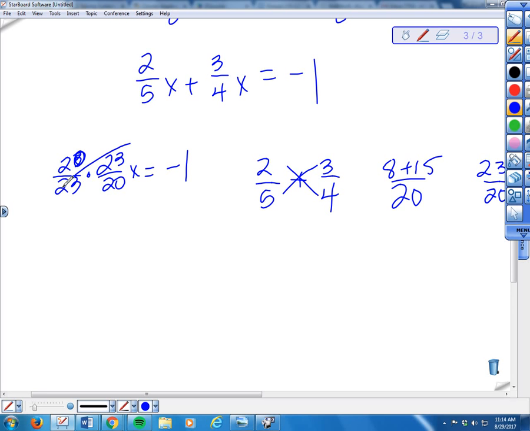So don't divide it by 23 over 20. Multiply by its inverse. Multiply by the reciprocal. Just flip it and multiply. Okay? So x is equal to a messy fraction. CK12, most of your answers should be integers.